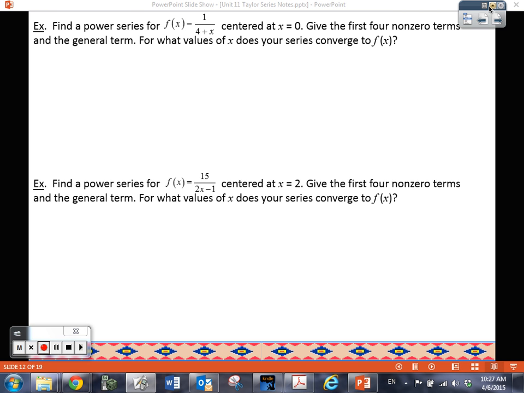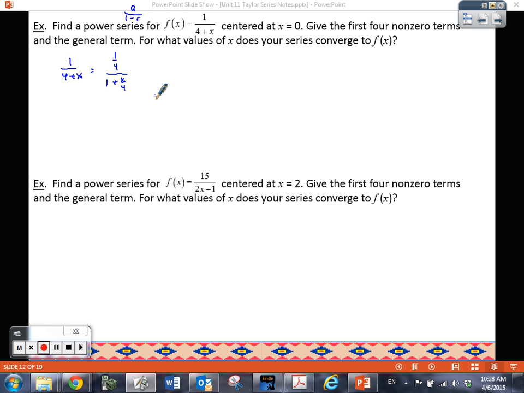So I have 1 over 4 plus x, and I need this to look like a over 1 minus r. That's what I need it to look like. And so I can't have a 4 there. It has to be a 1. So I'm going to have to do some algebra. I have to divide out the 4 and move it to the top. So it's going to be 1/4 over 1 plus x over 4. Okay, dividing out the 4 from the denominator and moving it to the top.